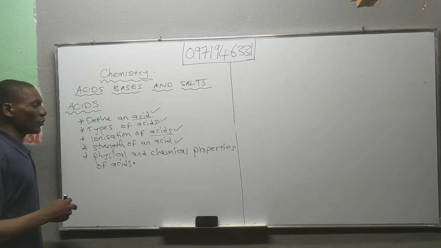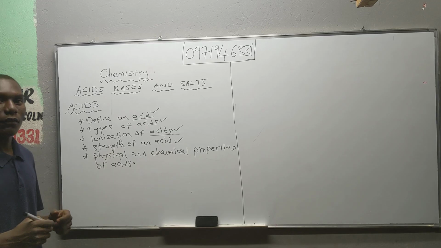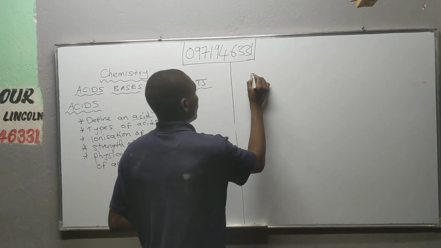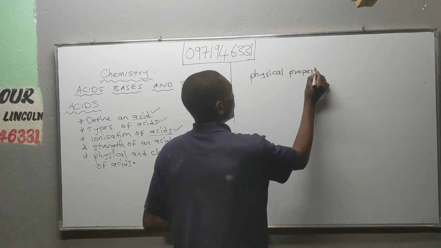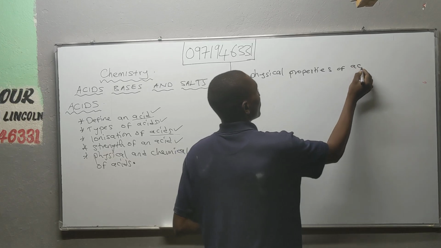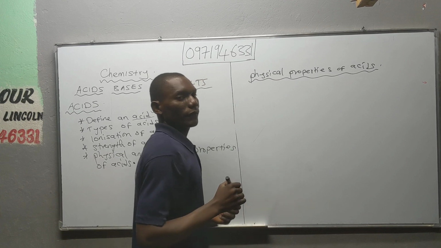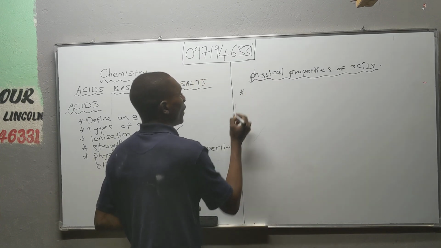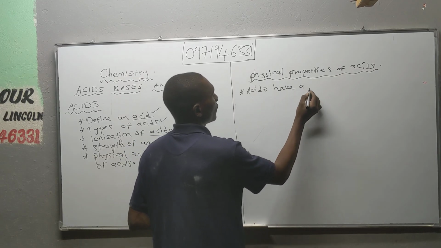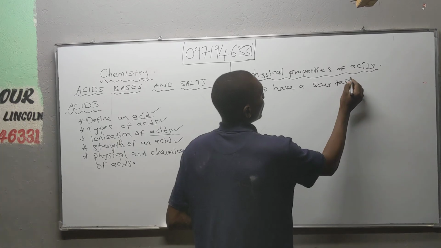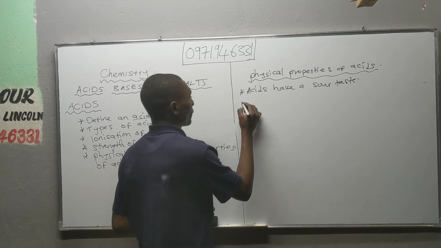Alright, so we move on to the physical and chemical properties of acids. We are going to start with the physical properties of acids. Okay, so the physical properties of acids. Number 1, acids have a sour taste. So acids, they have a sour taste.